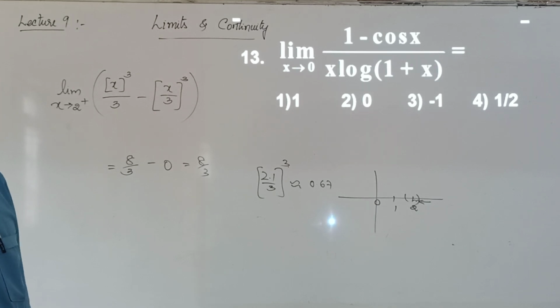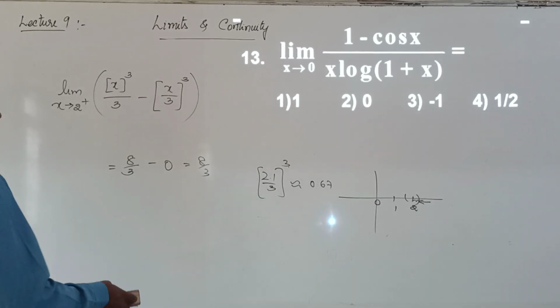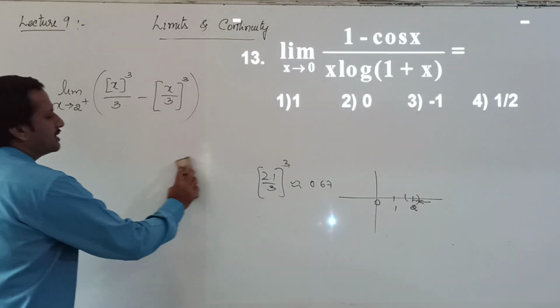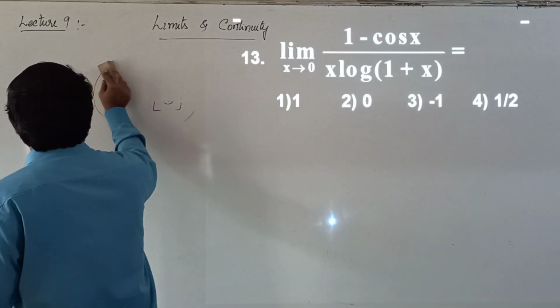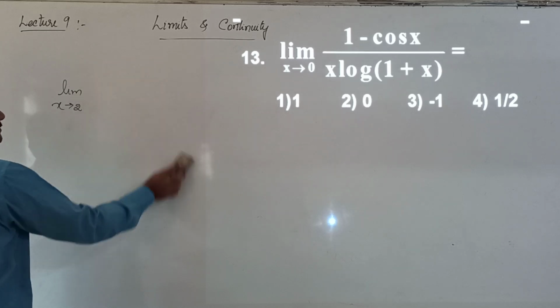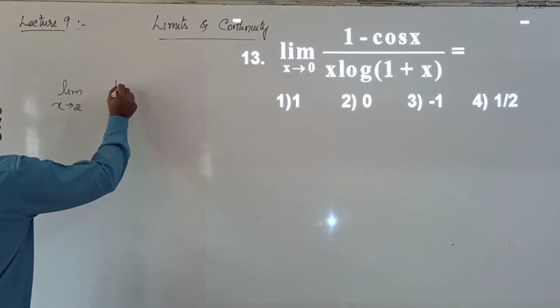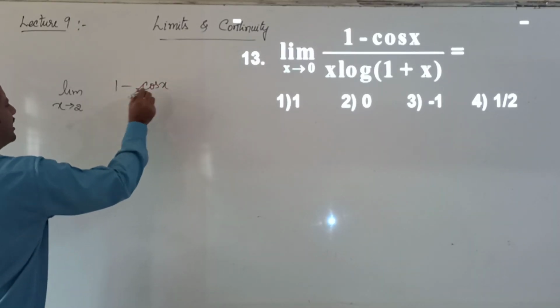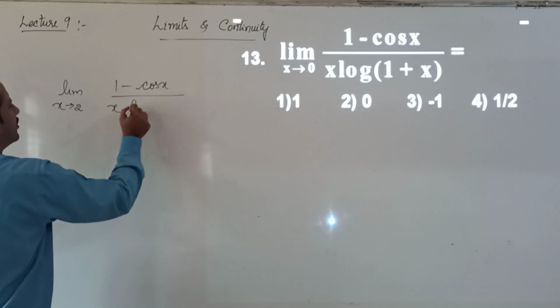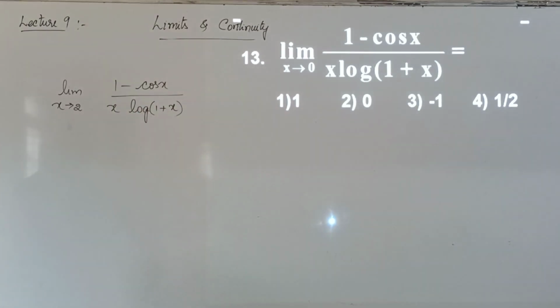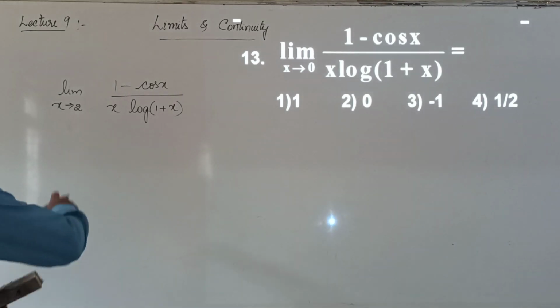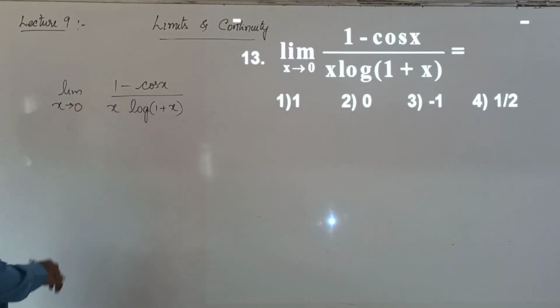Then the 13th question. Limit x tends to 0, (1 minus cos x) divided by x into log(1 plus x). Okay, x tends to 0, that is the same as the previous one.